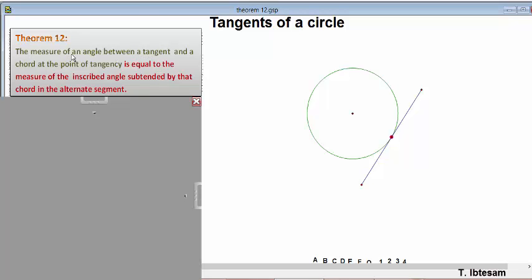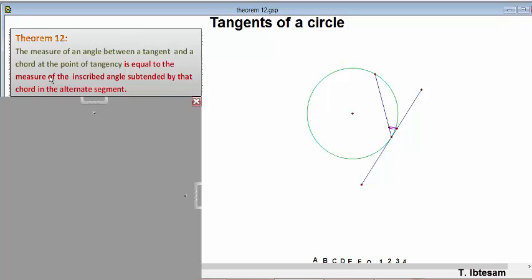Okay, the measure of an angle between a tangent and a chord, so I need a chord at the point of tangency. So it means my chord will start from the point of tangency. Let's make it like this. Okay, this chord starts from the point of tangency till any point on the circle. So they are talking about which angle? They're talking about this angle, the angle between the tangent and chord at the point of tangency.